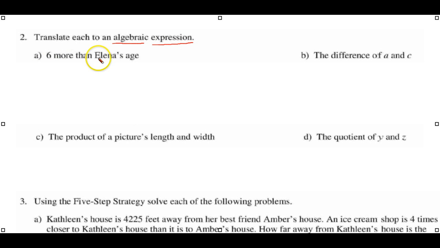Okay, 6 more than Elena's age. So we're going to say that Elena's age is E, let's say. Could say it's X, but E is nice. And 6 more than her age would just be E plus 6. Now here's one, the difference. We're going to do some subtracting here. So the difference of A and C, A and C.